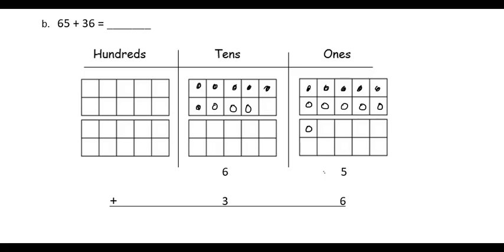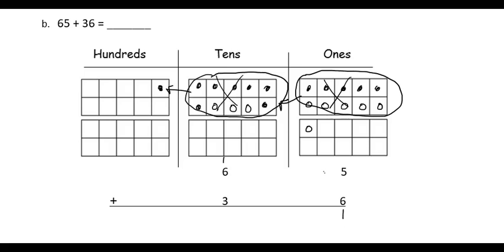Looking in my ones column, I see that I have 11 ones, so I'm going to take 10 of those, combine them and regroup them into 1 ten, move those over, so those are gone. Down below I had 5 ones plus 6 ones, that gave me 11 ones. I regrouped and moved 10 of those into my tens column, that left me with 1 one. Now when I look in my tens column, I have 10 tens. So I'm going to take those 10 tens, combine those into 100. So I'll move that over to the hundreds column.